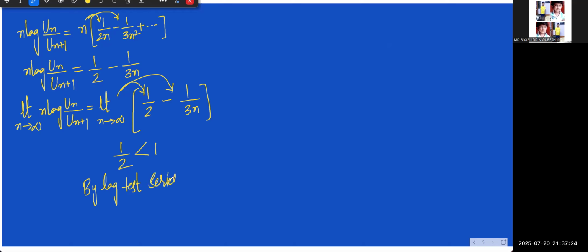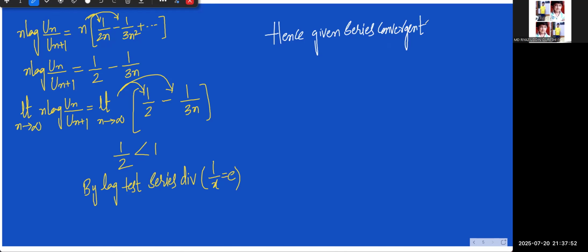Series divergent, and mention that we are dealing with the situation when 1 by x is equal to e. But the problem is not completed here itself. Hence, given series convergent. Please write the full form in exam.